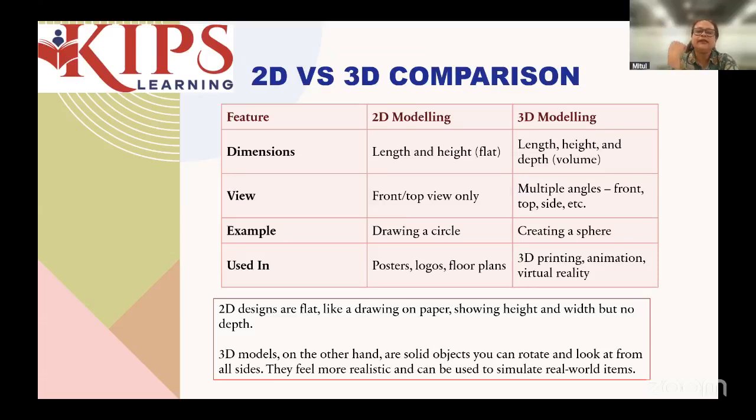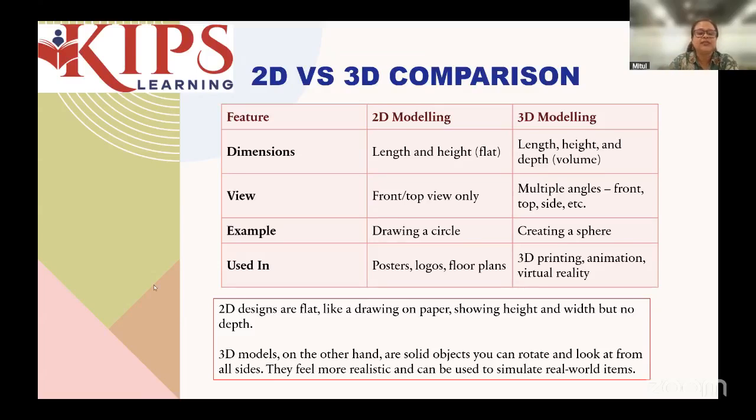View: front and top view only. In 2D modeling, we can only see the front view or the top view. But in 3D modeling, we have multiple angles: front, top and side, etc. Example: drawing a circle in 2D, and creating a sphere in 3D modeling. 2D is used in posters, logos, and floor plans, and 3D designing is used in 3D printing, animation, and virtual reality.